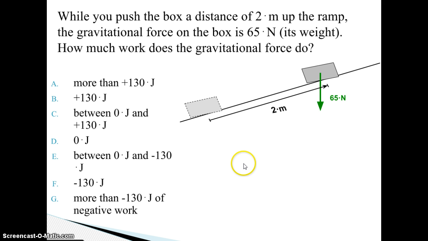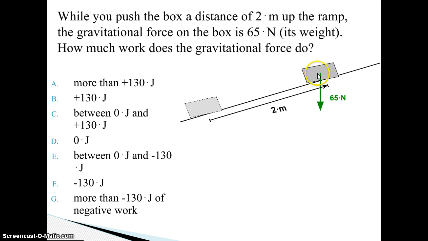Next one. While you push a box 2 meters up the ramp, the gravitational force, here's your gravity, is 65 newtons. How much work does the gravitational force do? This one's a little more tricky. Think about which direction the part of the weight will be acting on the box in this plane. Talk with your neighbor, we'll come back.